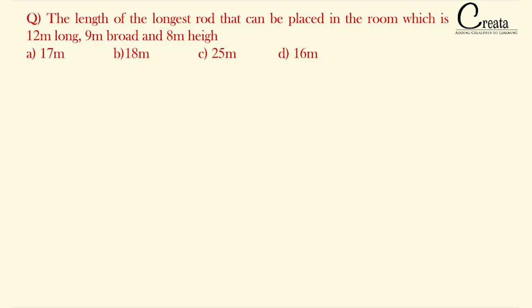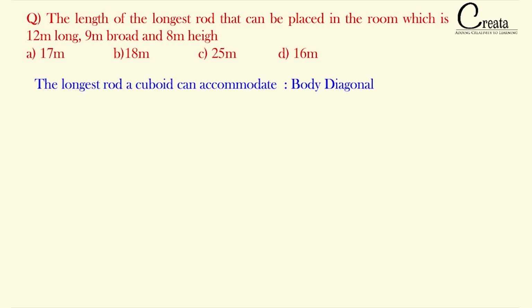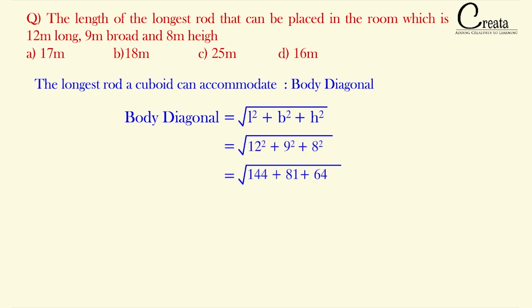This rod will be the body diagonal of the cuboid. We have seen the longest rod that a cuboid can accommodate is the body diagonal. And we know the formula of the body diagonal as root of L square plus B square plus H square. L, B and H are given. Let's put the value and let's solve it. We got the answer as 17 meter. That is the length of the longest rod this room can accommodate. Okay, got it?